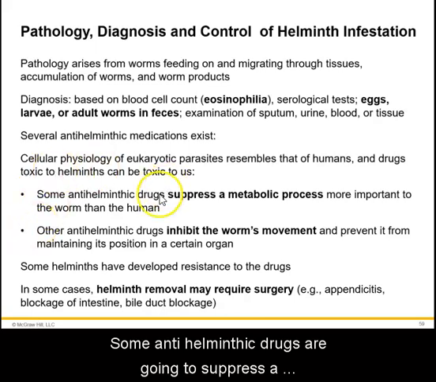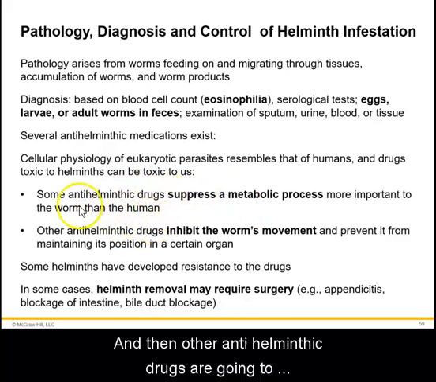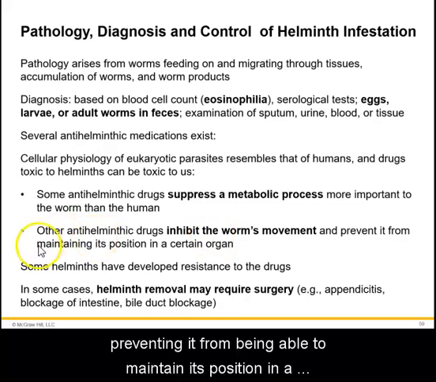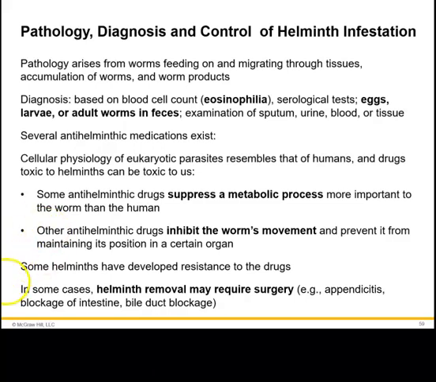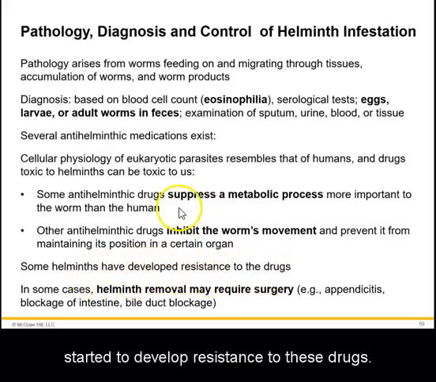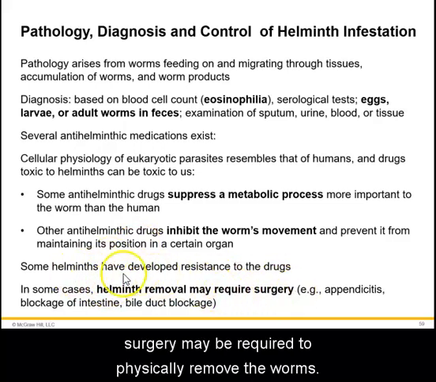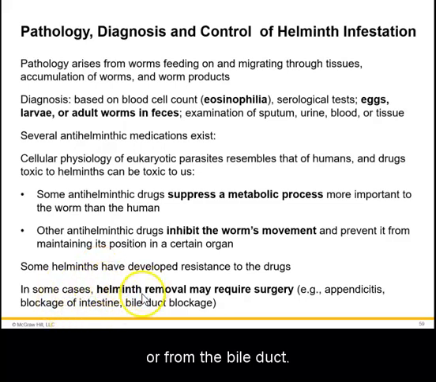Some anti-helminthic drugs are going to suppress a metabolic process that's more important to the worm than it is to us. And then other anti-helminthic drugs are going to inhibit the worm's movement, basically paralyze the worm, preventing it from being able to maintain its position in a certain organ and complete its life cycle. All right, and some helminths have started to develop resistance to these drugs. Now, in some cases, surgery may be required to physically remove the worms. For example, remove them from the appendix, from an intestine, or from the bile duct.